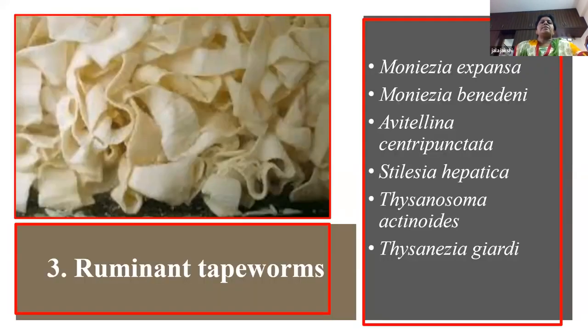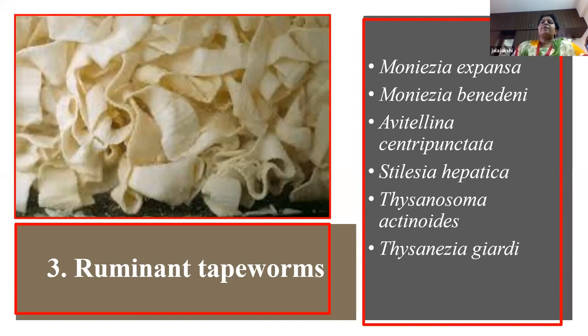The next chapter is on ruminant tapeworms. The major ruminant tapeworms of sheep and goat are Moniezia expansa, Moniezia benedeni, Avitellina centripunctata, Stilesia hepatica, Thysanieszia, and Thysanosoma actinioides. All these ruminant tapeworms are large and their segments are passed out in the dung. Adult tapeworms are mainly found in the small intestine of sheep and goats, except Stilesia hepatica, which is mainly located in the bile ducts.